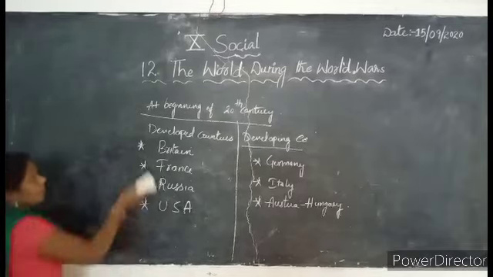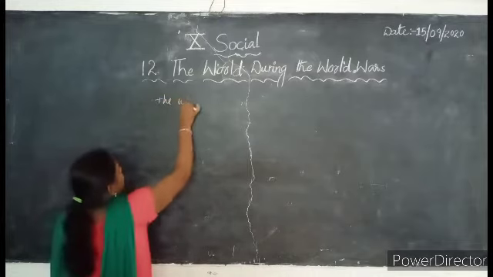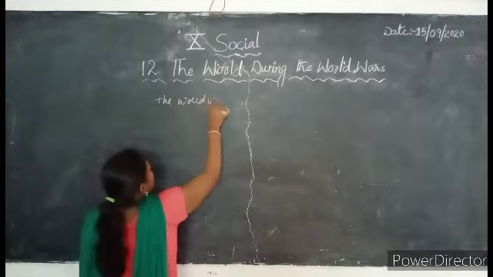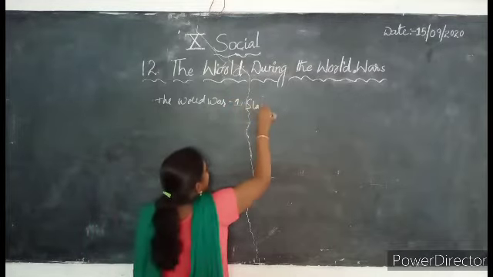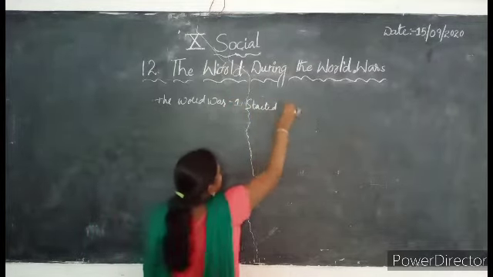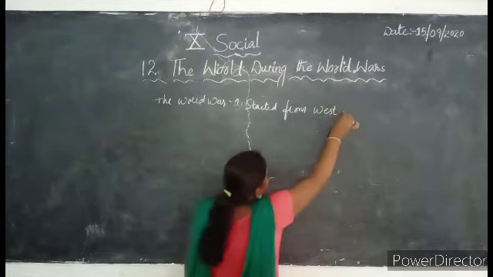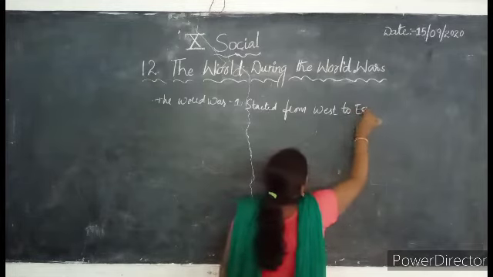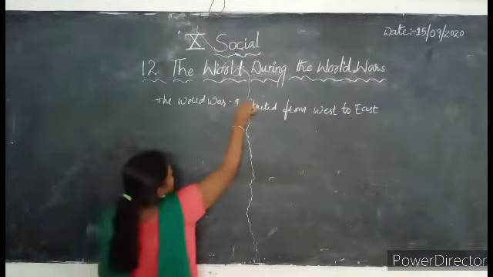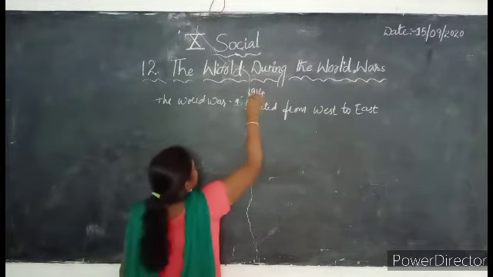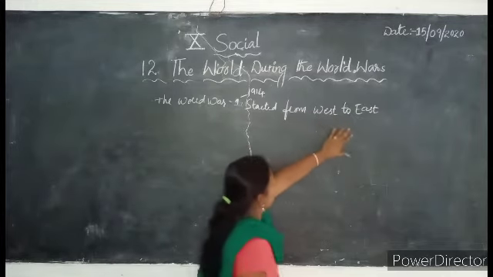So World War One started from west to east. The World War was started in the year 1914. So the war started from the west to east.